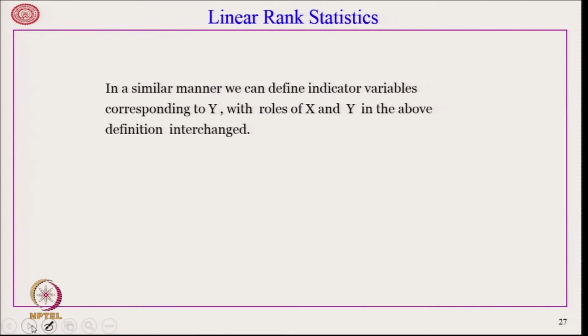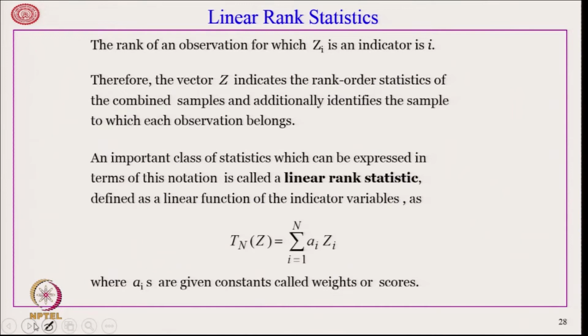Of course, one can do it the reverse way. One can give 1 values for y observations and 0 values for x observations, but in that case also the treatment is very similar. Now, the rank of an observation for which z_i is an indicator is i. That means for z1 the rank is going to be 1, the one corresponding to z2 will have rank 2, and the one corresponding to zN will have rank N in the sorted array.